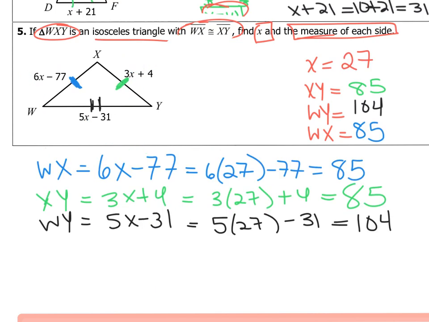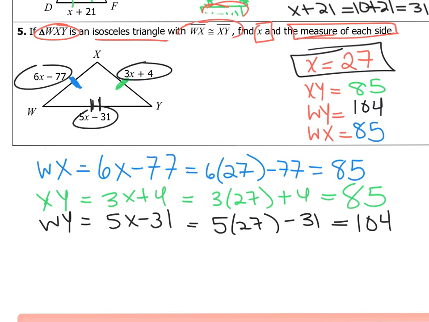All right, guys, and there you have it. I just plugged in using algebra for x equaling 27 into every single one of these expressions. And you should end up getting that these two sides are equal in that length of 85. If they're not equal, you did something wrong because this is an isosceles triangle, so these sides have to be equal. And then lastly, plugging in for WY for x equaling 27, you get 104.